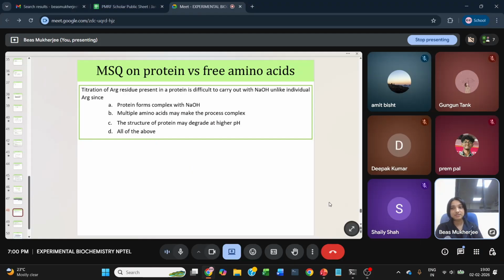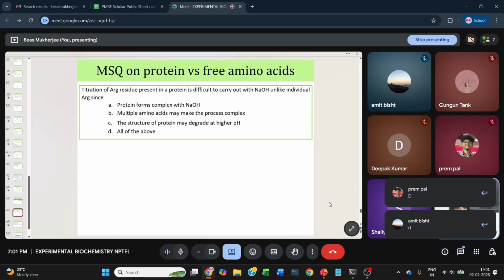Okay, now we have another question. Try to answer this. Titration of an arginine residue present in a protein is very difficult to carry out with NaOH, unlike individual arginine. Why is that so? The different options are: A, protein forms complex with NaOH; B, multiple amino acids may make the process complex; C, the structure of the protein may degrade at higher pH; and D is all of the above.